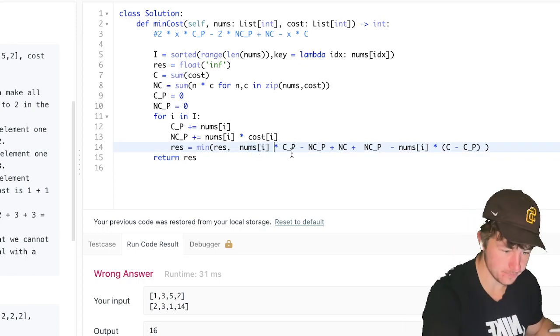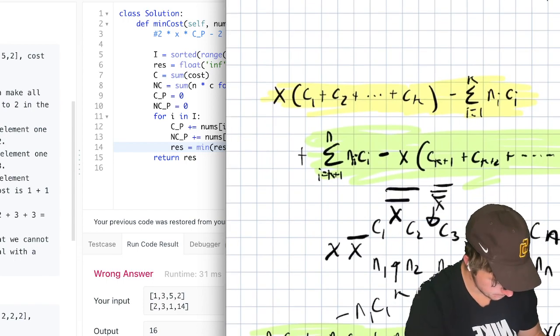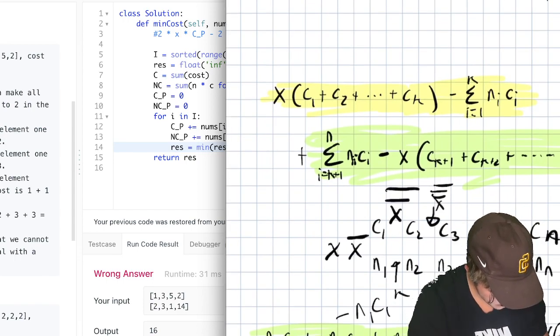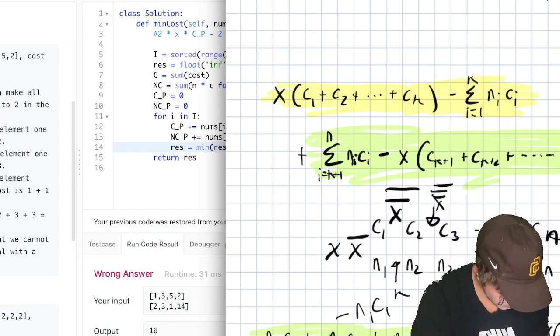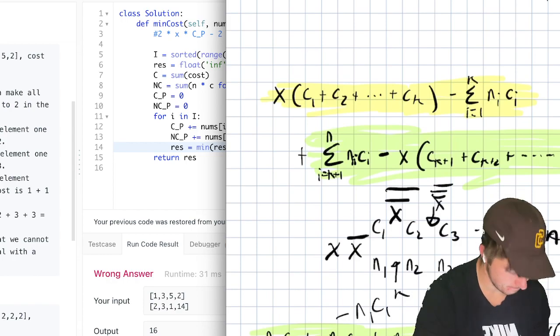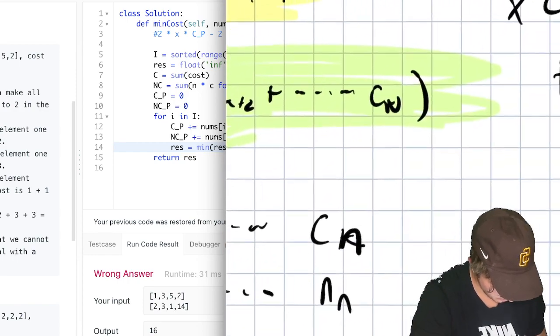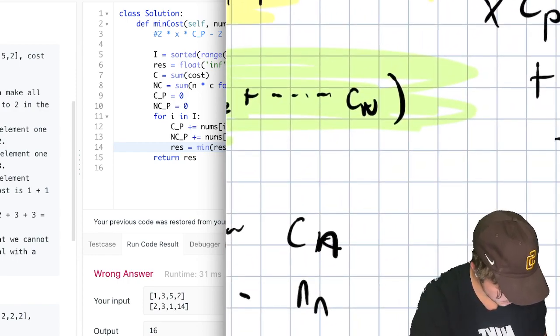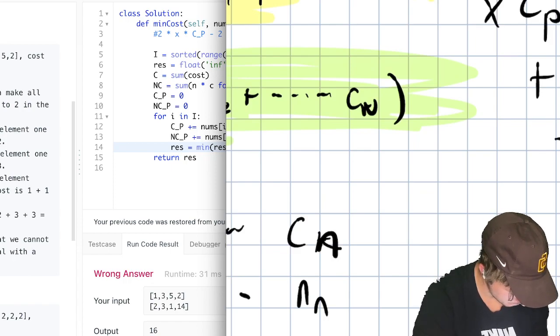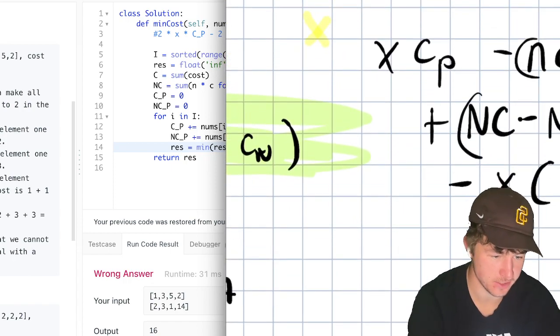Guys, what is wrong with my formula here? Oh man, this is so bad. This is x times C prime minus NC prime plus NC minus NC prime. It's crazy because you probably can't see this. Minus NC prime minus x times C minus C prime. So that's the whole formula there.